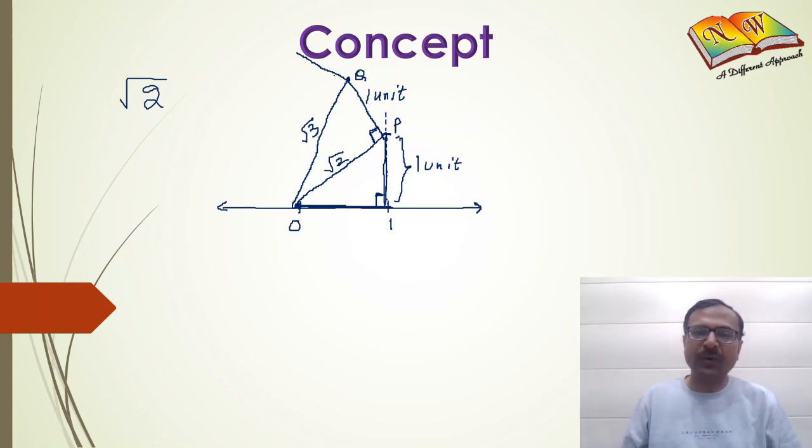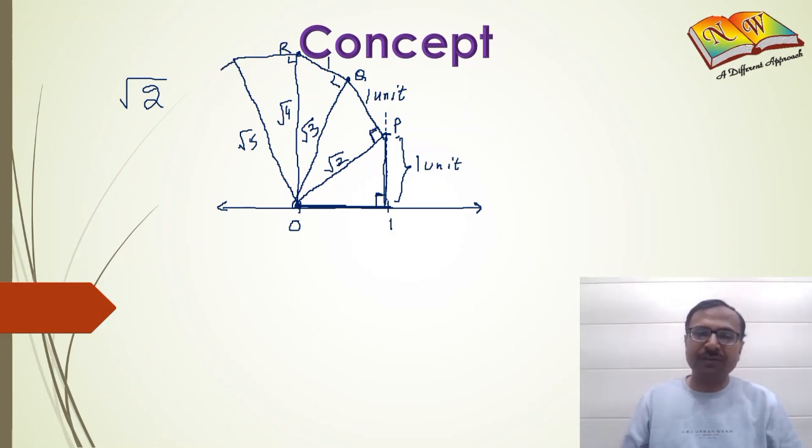Take another perpendicular of length 1 unit. This is R, and then you join it with O, you get square root of 4, and that is 2. So you will find that OR is exactly 2 units. You go on and on like this, keep on making 1 unit perpendiculars, you will get the next irrational number, that is square root of 5, and so on.